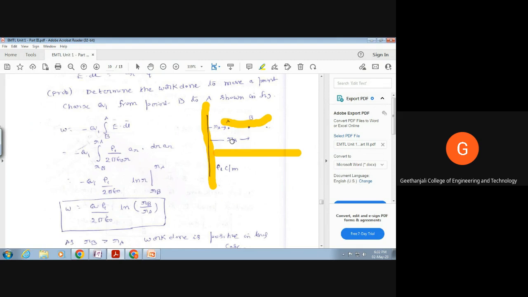Suppose if you want to move point charge from A to B, then this becomes log RA by RB. Then W turns out to be negative. So whenever W turns out to be negative, it indicates that we are trying to move the point charge in the same line as that of the electric field intensity or a component of electric field intensity. When W is positive, it means that we are trying to move the point charge against the direction of electric field or against the component of electric field intensity.